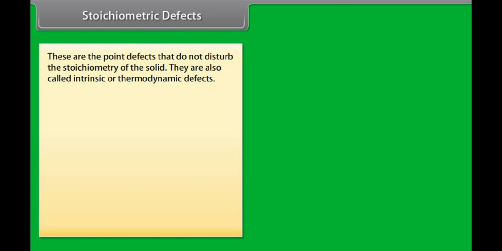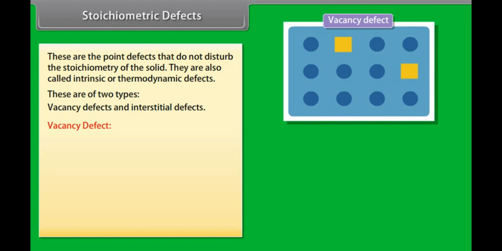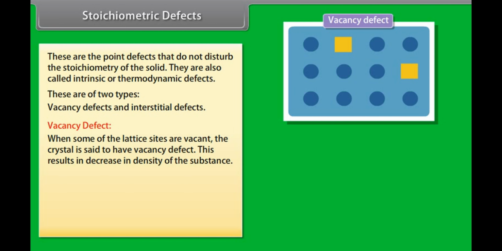Stoichiometric defects. These are the point defects that do not disturb the stoichiometry of the solid. They are also called intrinsic or thermodynamic defects. These are of two types: vacancy defects and interstitial defects. 1. Vacancy defect. When some of the lattice sites are vacant, the crystal is said to have vacancy defect. This results in a decrease in density of the substance.